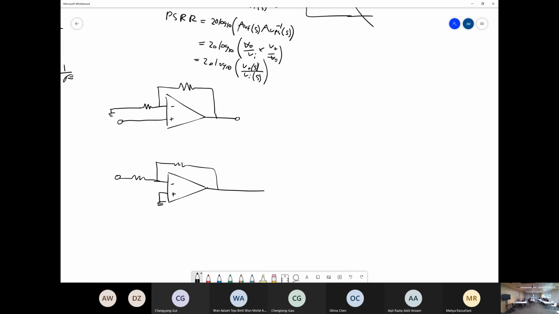What's the top configuration? 3, 2, 1. Inverting. Wrong. Not inverting. Yeah. What's the bottom one? Inverting. All right. What's the answer to... Good. 50-50 chance. And then one was wrong, 100%.